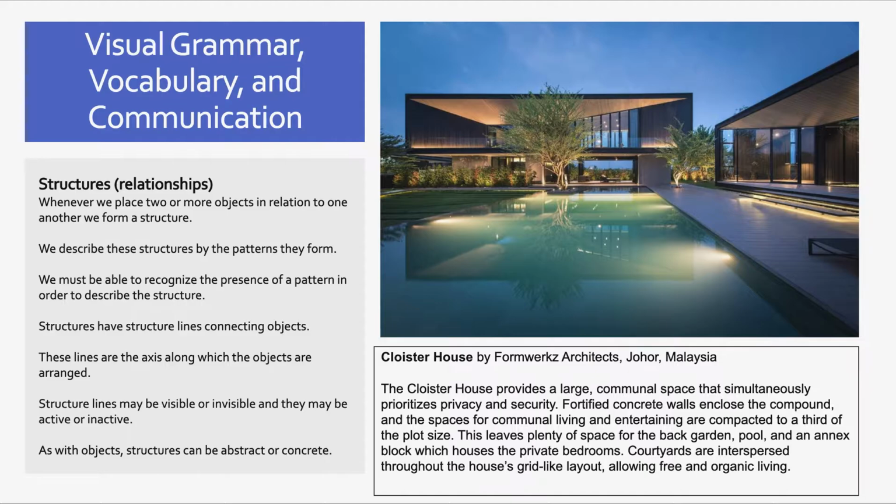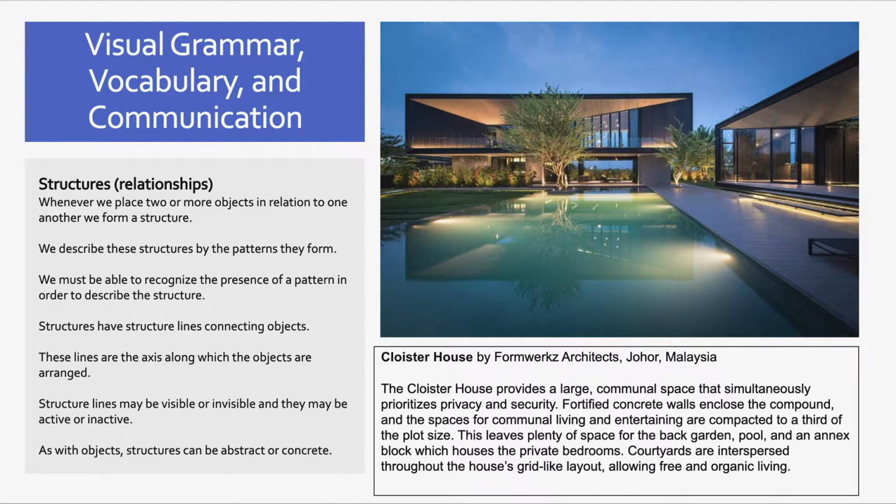Structures have lines that connect objects. Sometimes they're visible, sometimes they're invisible. These lines are axes along which the objects are arranged. And we use these a lot in the design of buildings. Structure lines, as I said, can be visible or invisible. They can be active or inactive. And with objects, they can also be abstract or concrete.